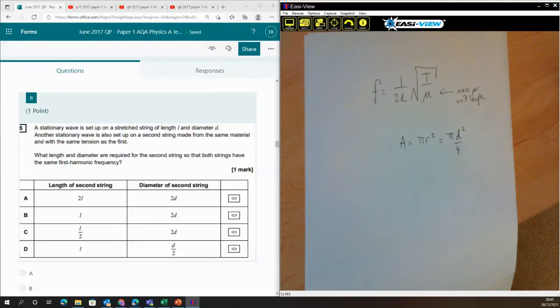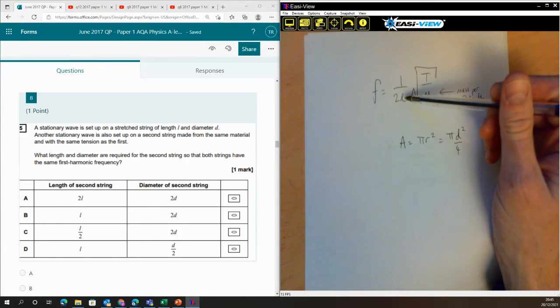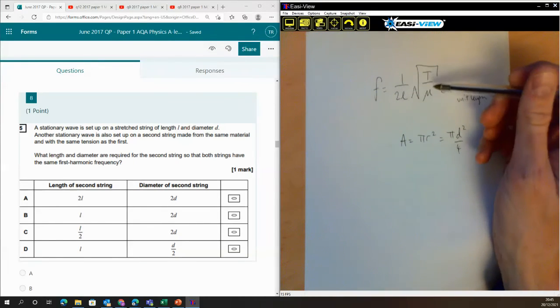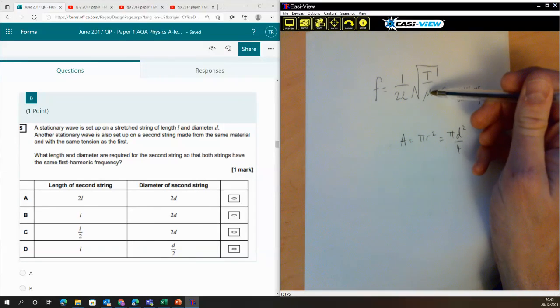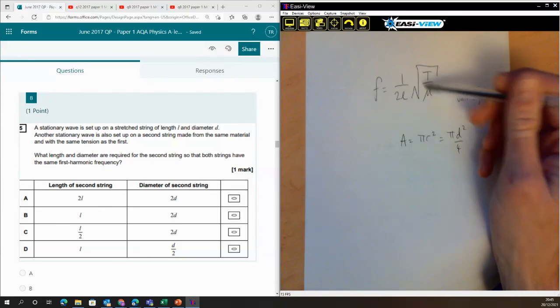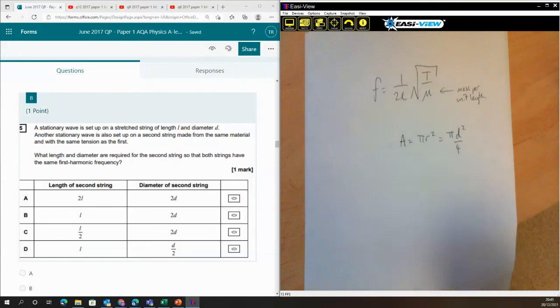So the only one it can be is now C, where we halve the length of the string and we double the diameter. Halving the length of the string doubles the frequency, because f is inversely proportional to L, so halving it doubles the frequency. And then if we double the diameter, then we quadruple the mass per unit length, but it's related to the square root of that, and those two cancel out. So the answer has to be C.